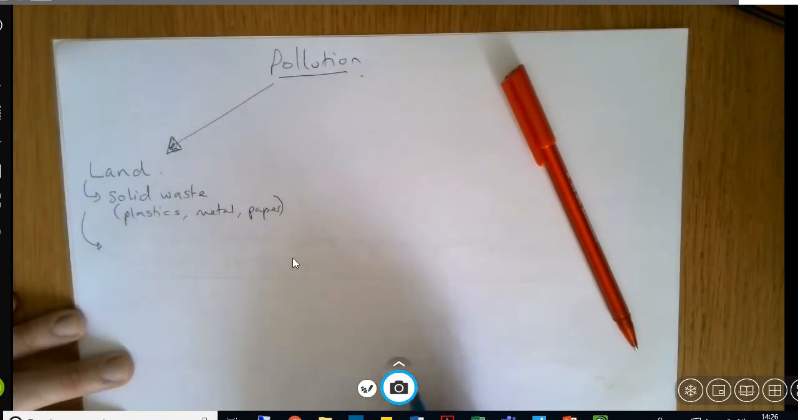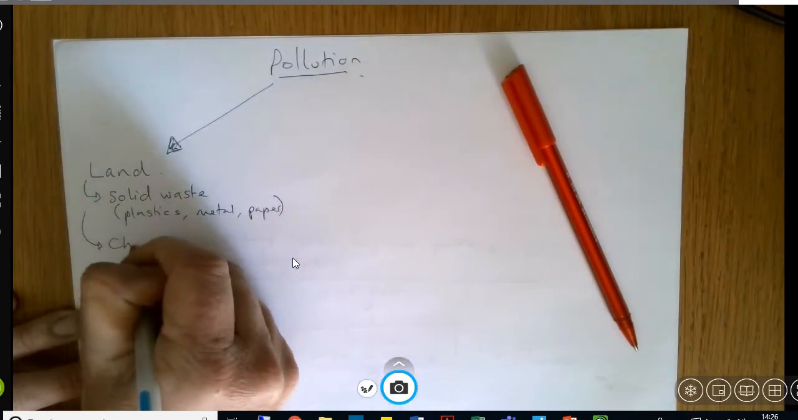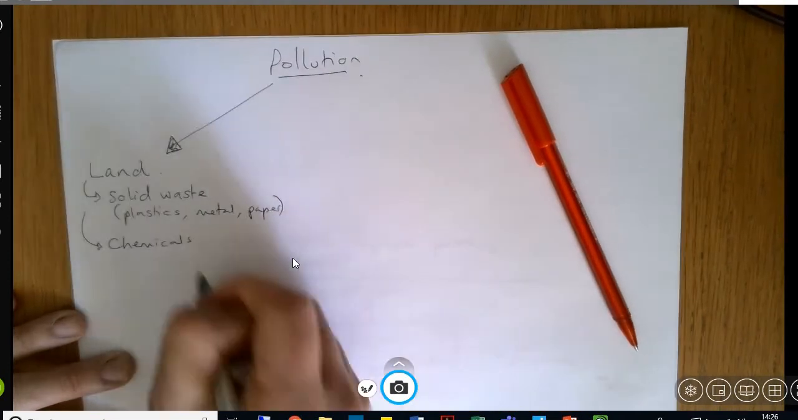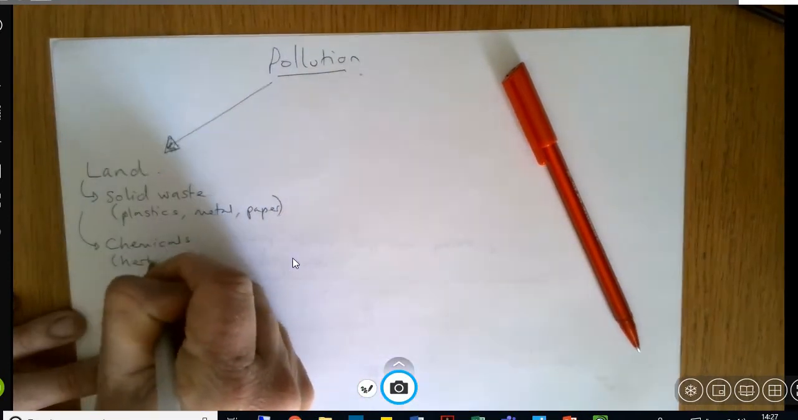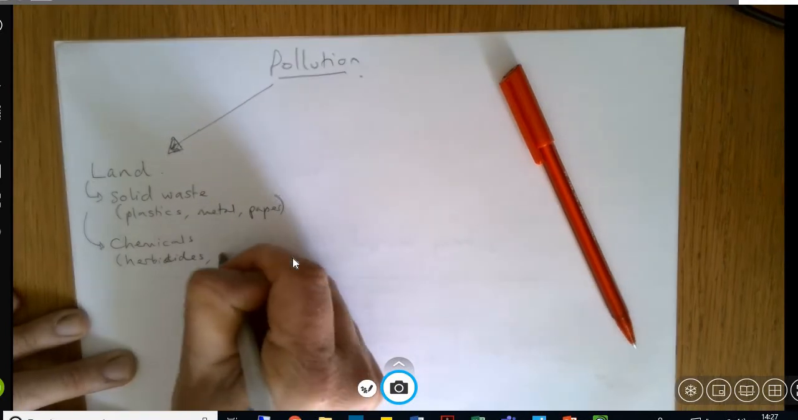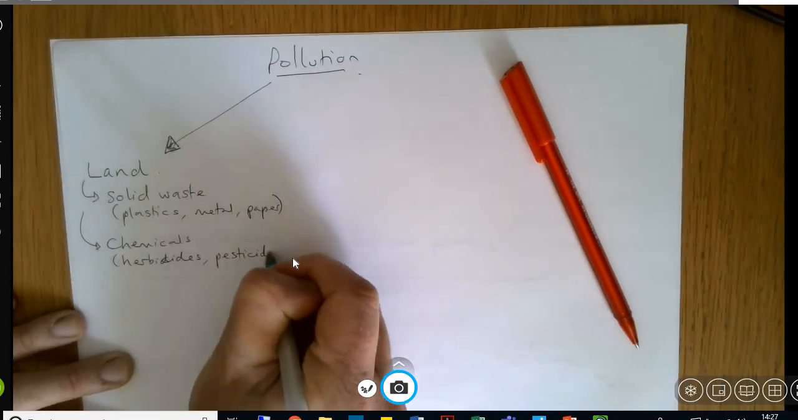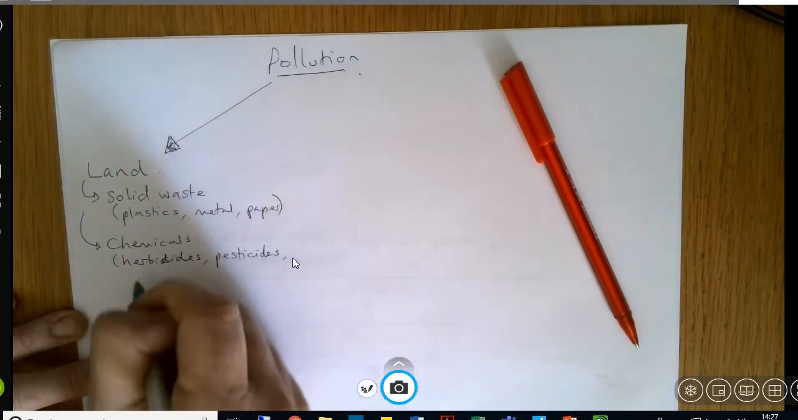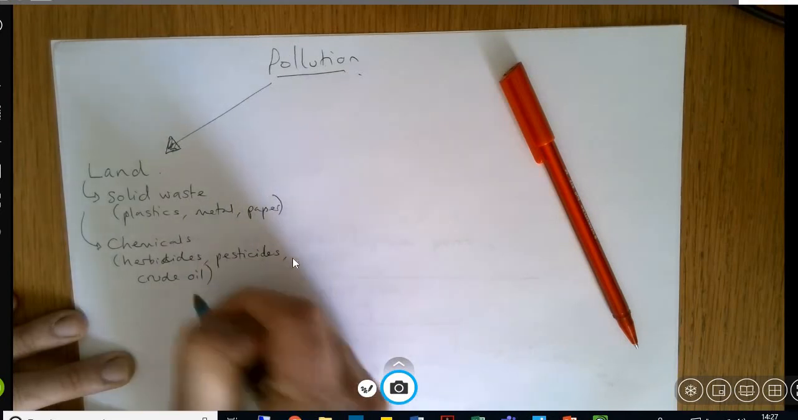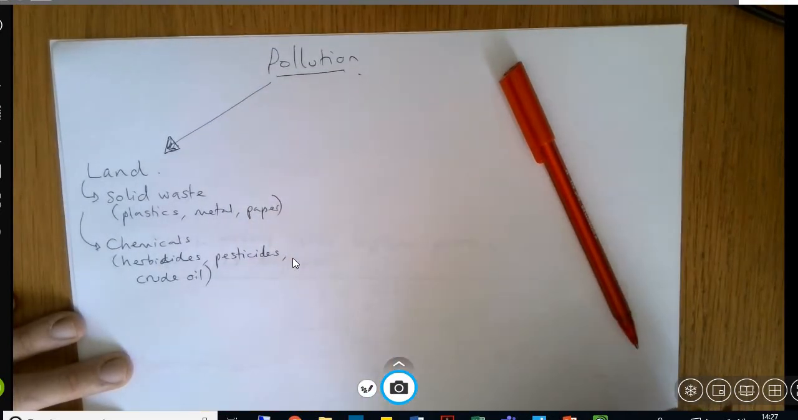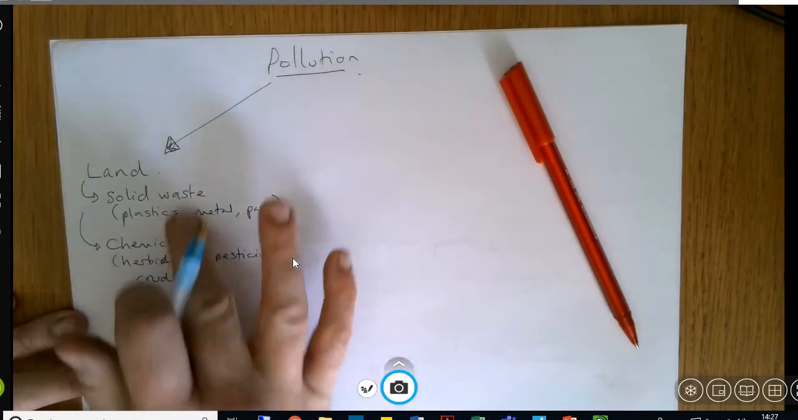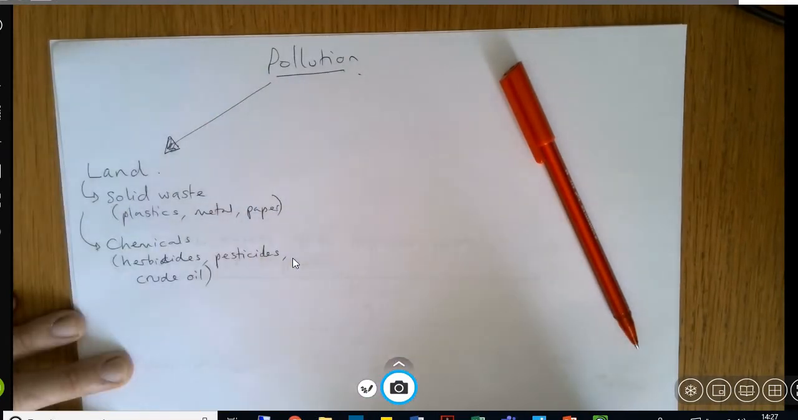We can also, of course, have things like chemicals, so we're thinking here about things like herbicides. I can't spell for you. Pesticides are the sort of treatments that are used on fields, and things like crude oil, paints, engine oil, all of that sort of stuff. So those are our key things around land.